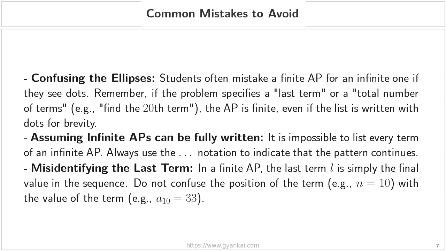Finally, watch out for misidentifying the last term in finite sequences. It is very easy to confuse the position of a term with the actual value of that term. For instance, in our staircase example from earlier, the 10th term was 33. In this case, the position, or n, equals 10, but the value of the 10th term, which we call a sub-10, is 33. Remember, the last term, denoted by the letter L, refers to the actual number at the end of the sequence, not just its rank in line.